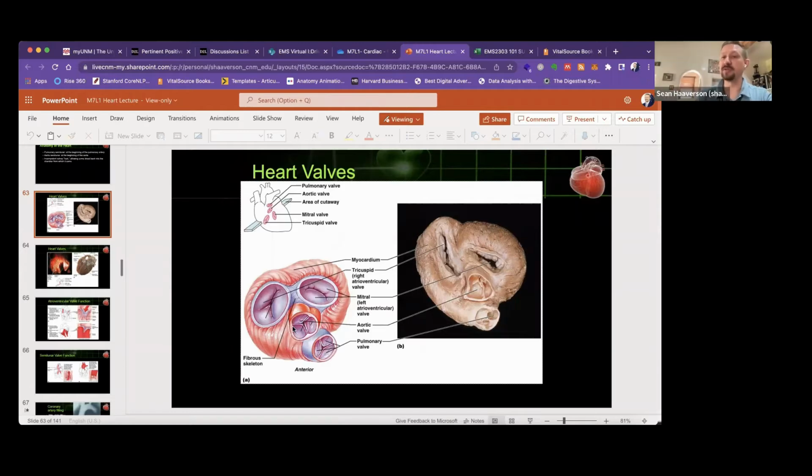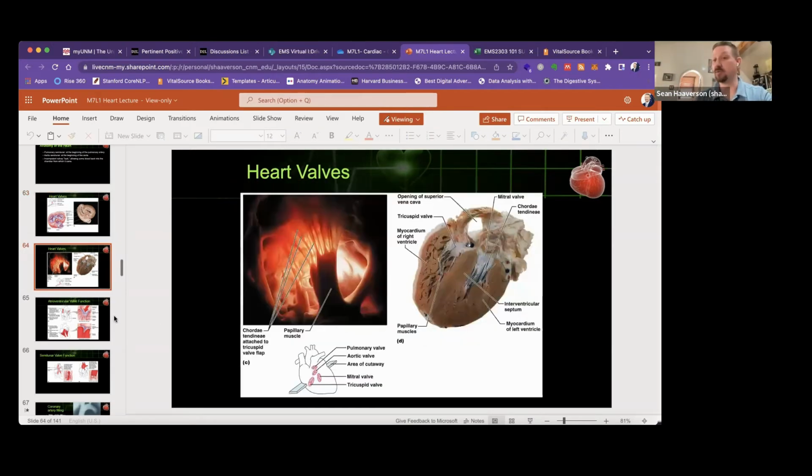So here's a view of how these valves look, and understanding their structure, how they appear, understanding their makeup, helps make it easier when you're trying to track blood flow and when they close and when they open, which is part of the assignment for last week. And you'll revisit in Heart Sounds this week.